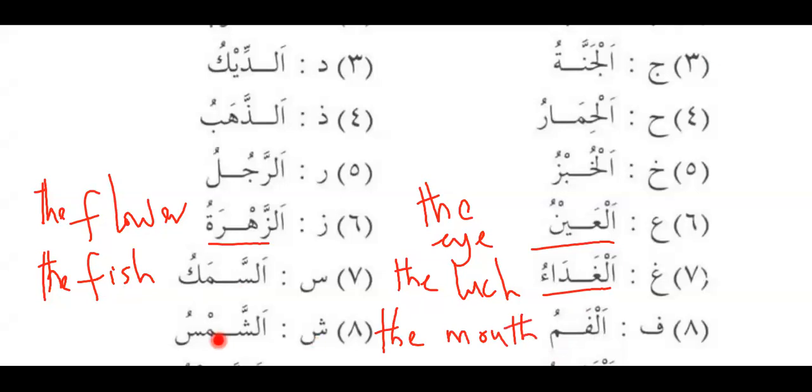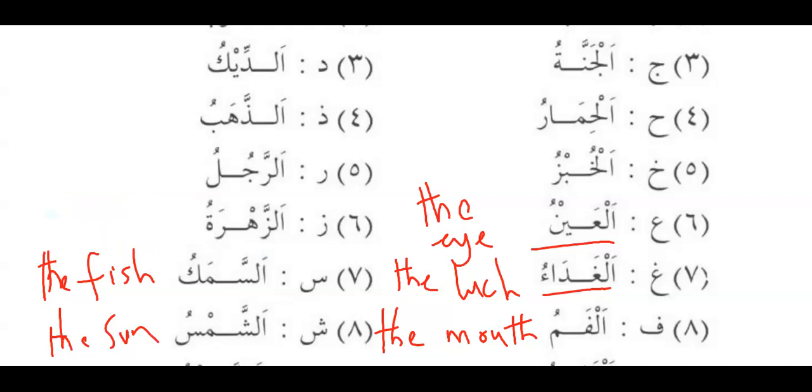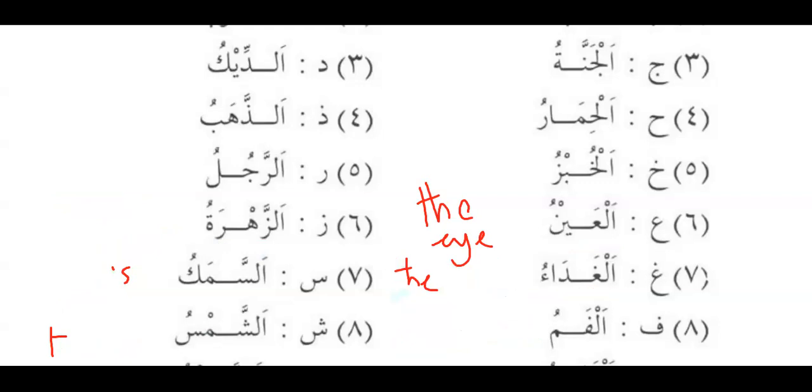Ash-shamsu, the sun. The word ash-shamsu occurs a lot in the Quran. Wash-shamsi wa duhaha. Al-qamaru, the moon. والشمس وضحاها والقمر إذا تلاها. القمر, the moon.